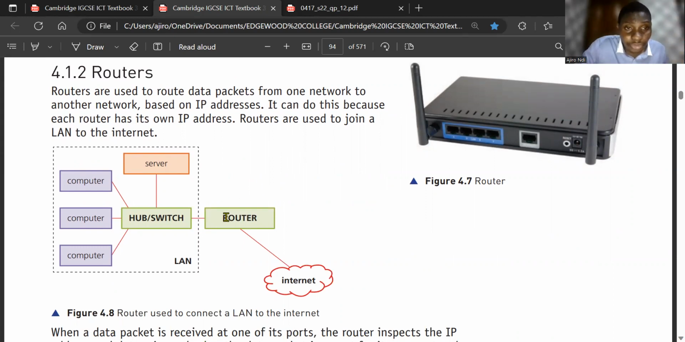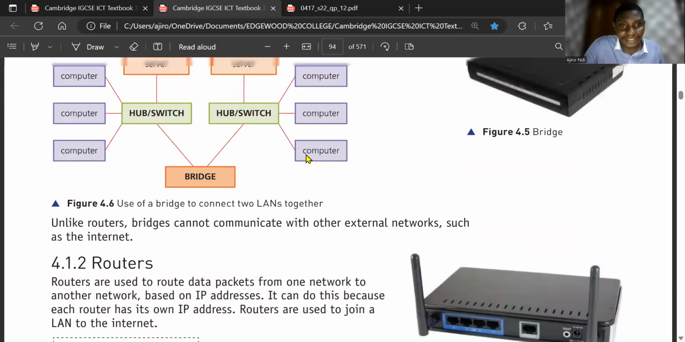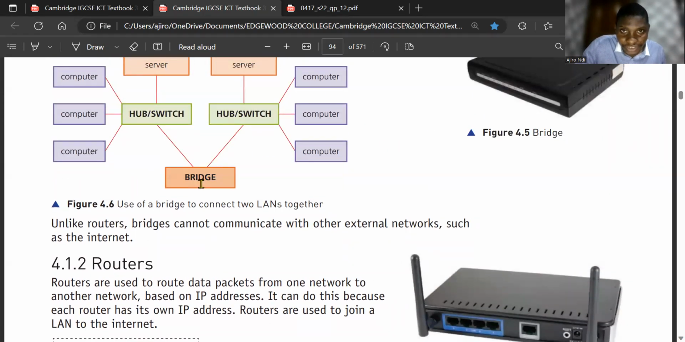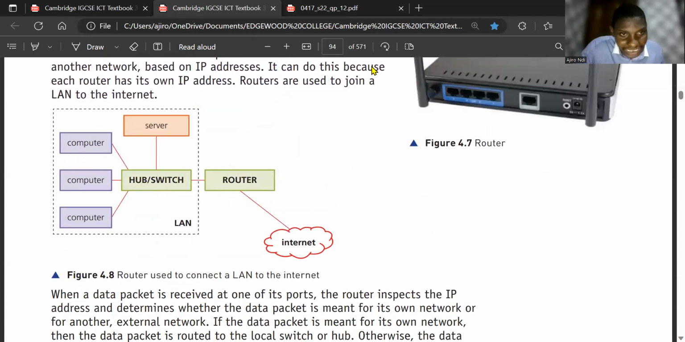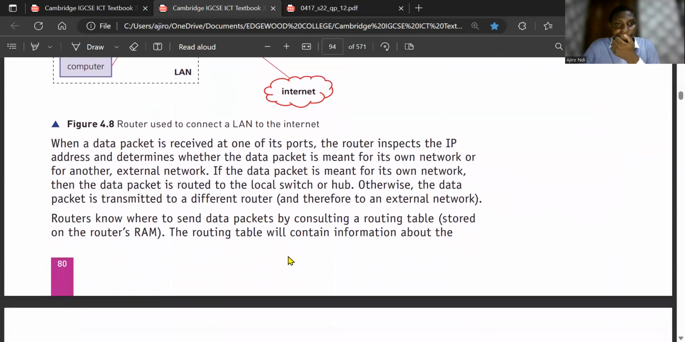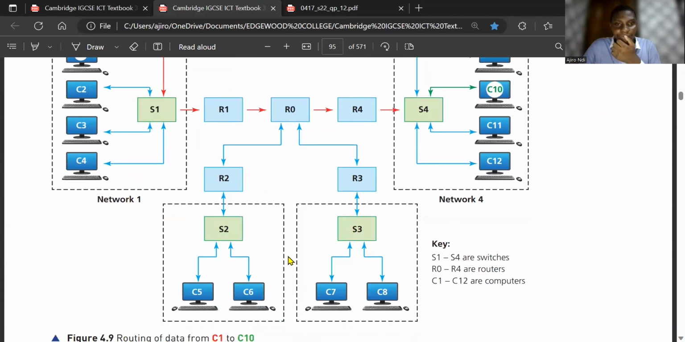So what the router does, in this case, right here, there will be a router that will connect this bridge, which is now a single LAN, to the internet. And that's the function of this. So this is now a LAN where you have your computers connected, the server, then the router will connect it to the internet.